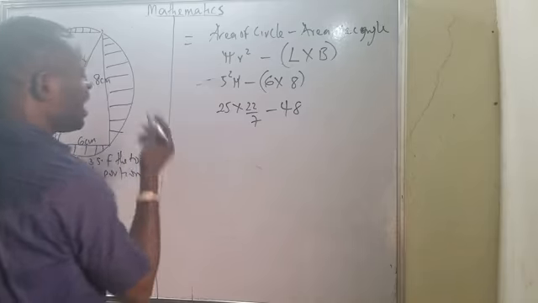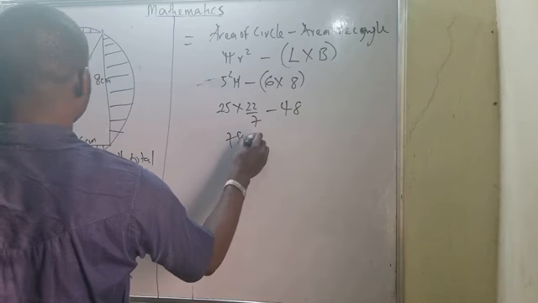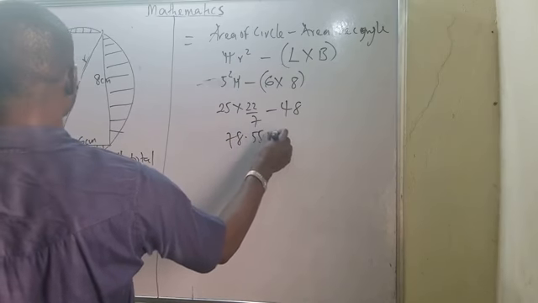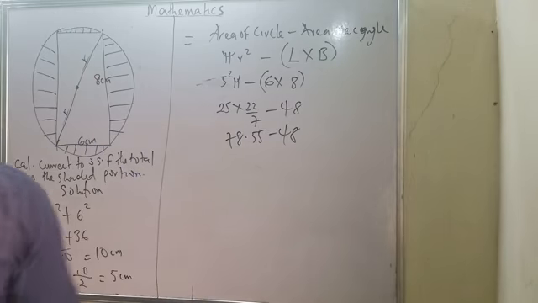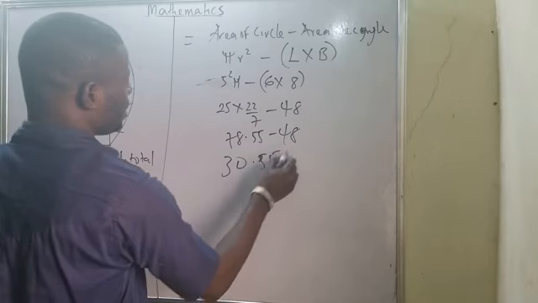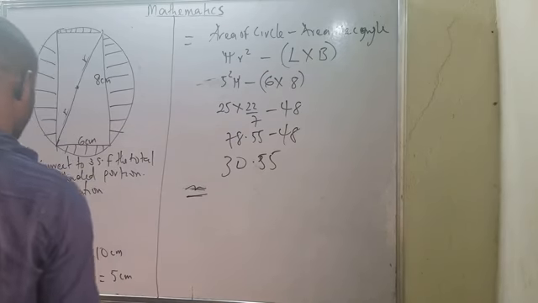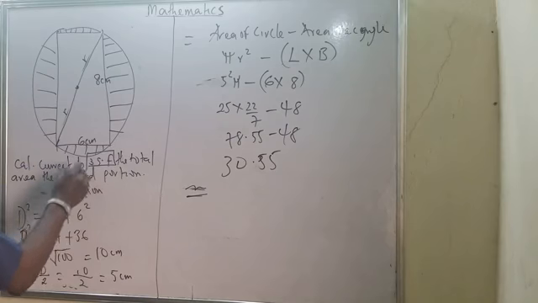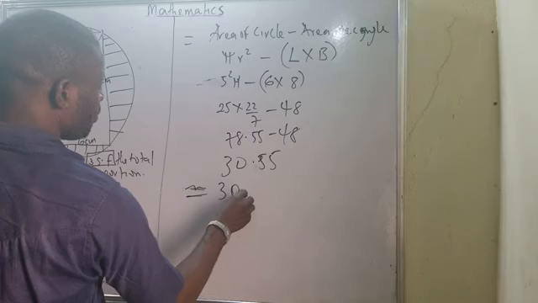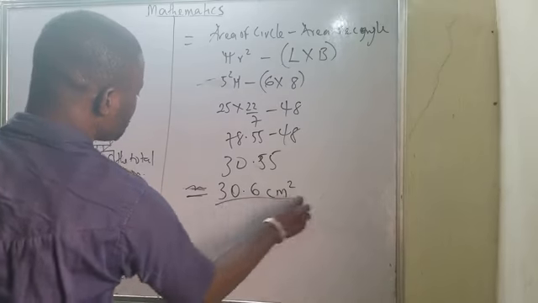When I do this, I'll be having 78.55, and when I press my button, 78.55 minus 48 gives 30.55. Now to 3 significant figures, which is what they are asking from us, it is approximately 30.6 centimeter square. Please, the unit is very important.